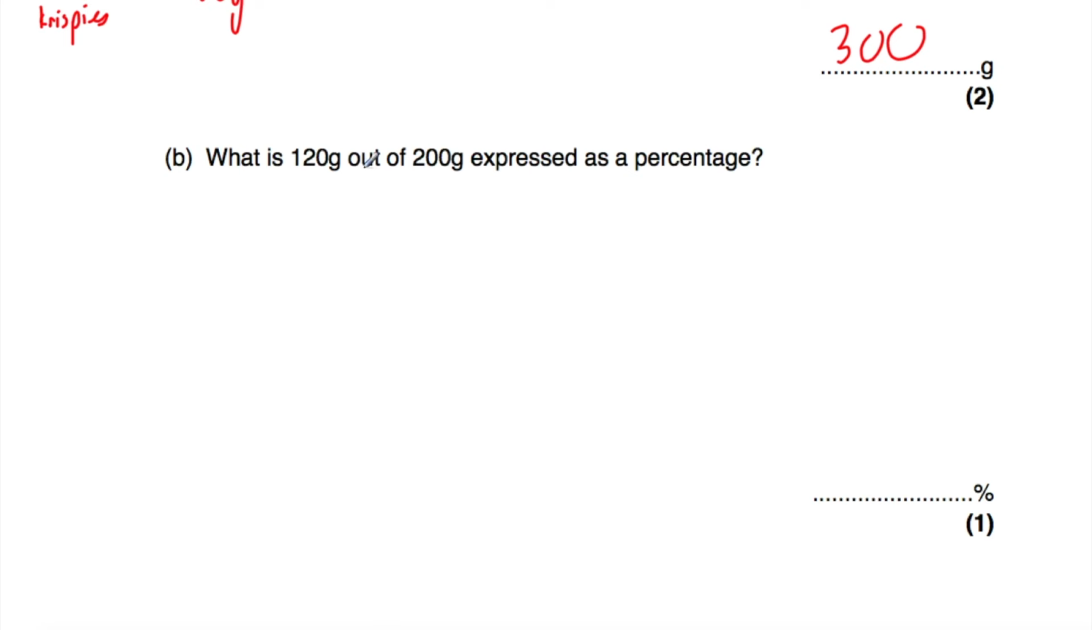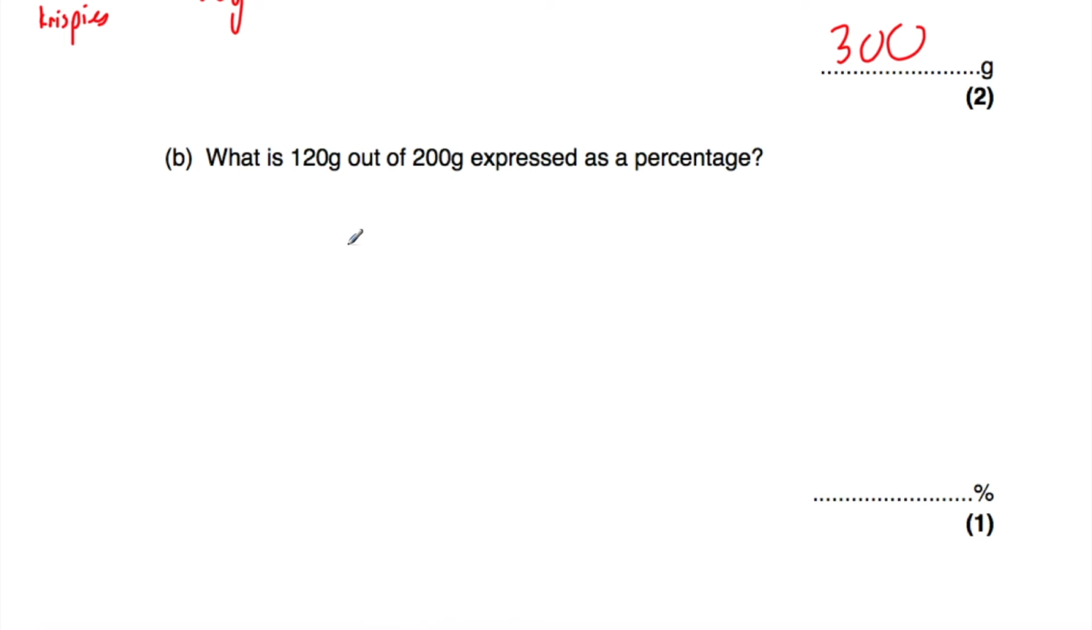Part B says, what is 120 grams out of 200 grams expressed as a percentage? So whenever you're doing these recipe questions, be prepared sometimes to perhaps have a question where you're expressing something as a fraction, or as a percentage, or even a bit of ratio in there, because sometimes with these recipe questions, they're also linked to other topics as well. So part B says, what is 120 grams out of 200 grams expressed as a percentage?